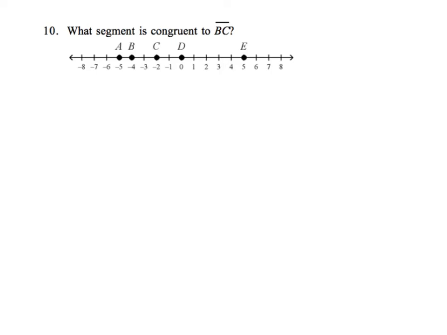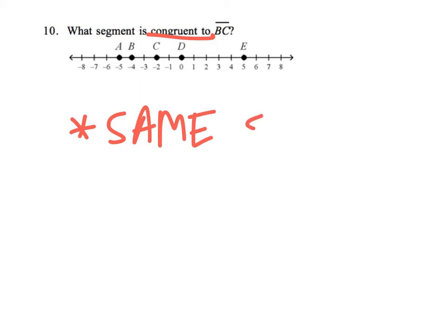All right, number 10 says, what segment is congruent to BC? Remember that congruent, this word here, means that they're the same size. So we're looking for two things that are the same size. The first thing I have to figure out is how long is BC.